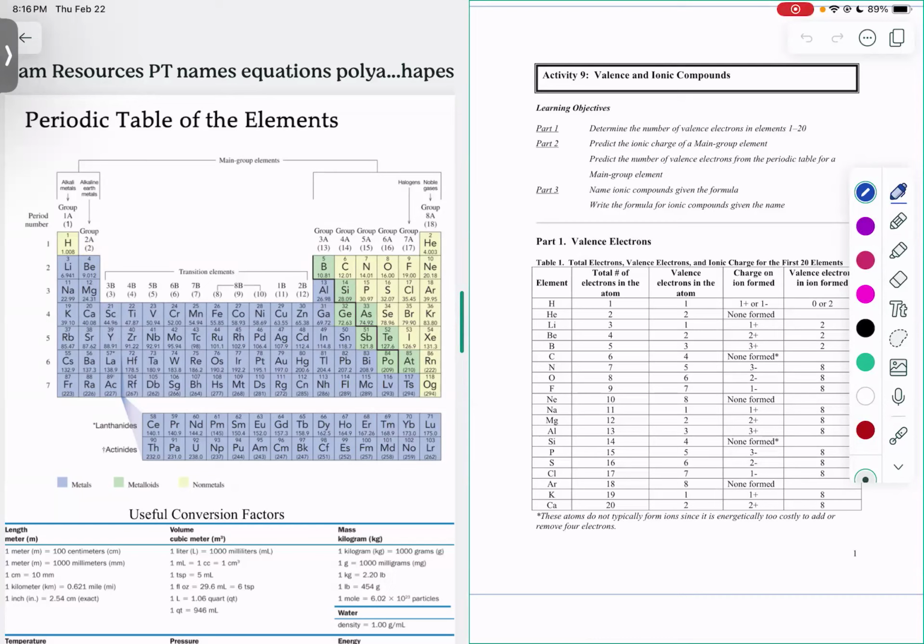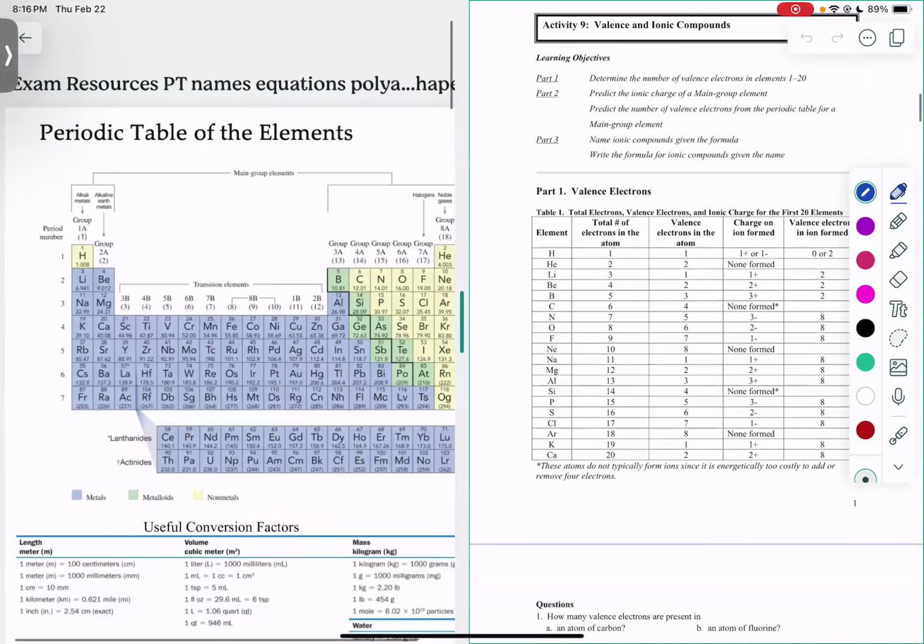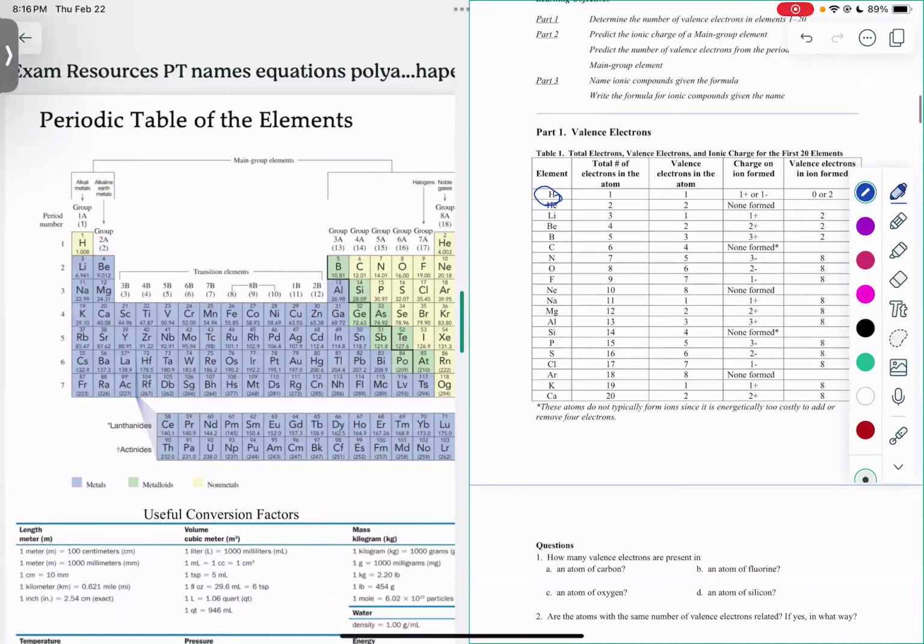When we look at these elements, what I want you to do is look at this table, and we're going to start making some connections between the elements, the number of total electrons, the number of valence electrons, and the charge that they form. So we're going to go to the very first element. The very first element is hydrogen.